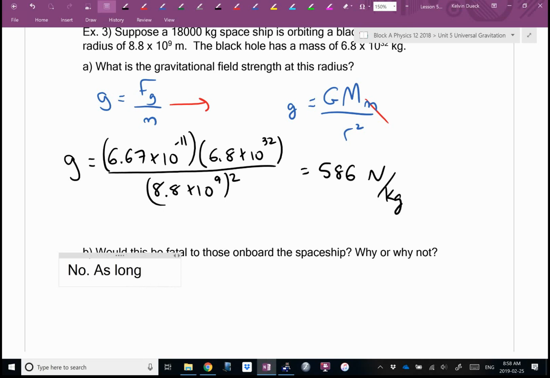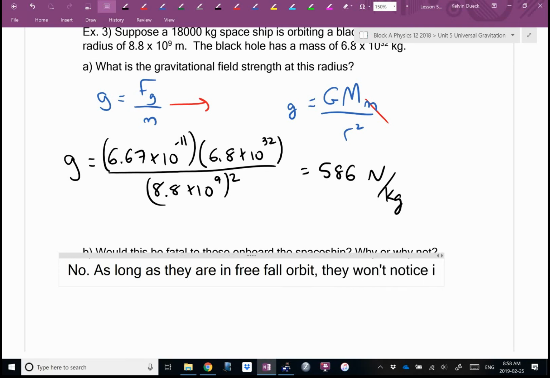As long as they are in free fall orbit, they won't notice it. Now, getting into that orbit or leaving that orbit, then it would become problematic. But at least here, you'd be okay, I think.